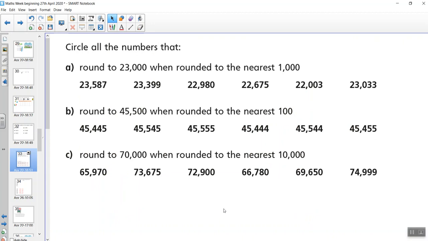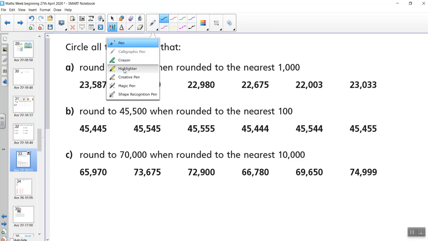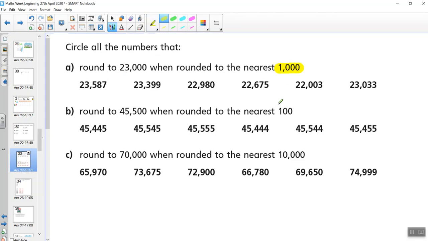Okay, let's have a look at this one. It says circle all the numbers that round to 23,000 when rounded to the nearest thousand. I'm just going to highlight these for you. This says rounded to the nearest thousand. This says rounded to the nearest hundred. And this says rounded to the nearest 10,000. So be very careful. Pause the video and have a go.